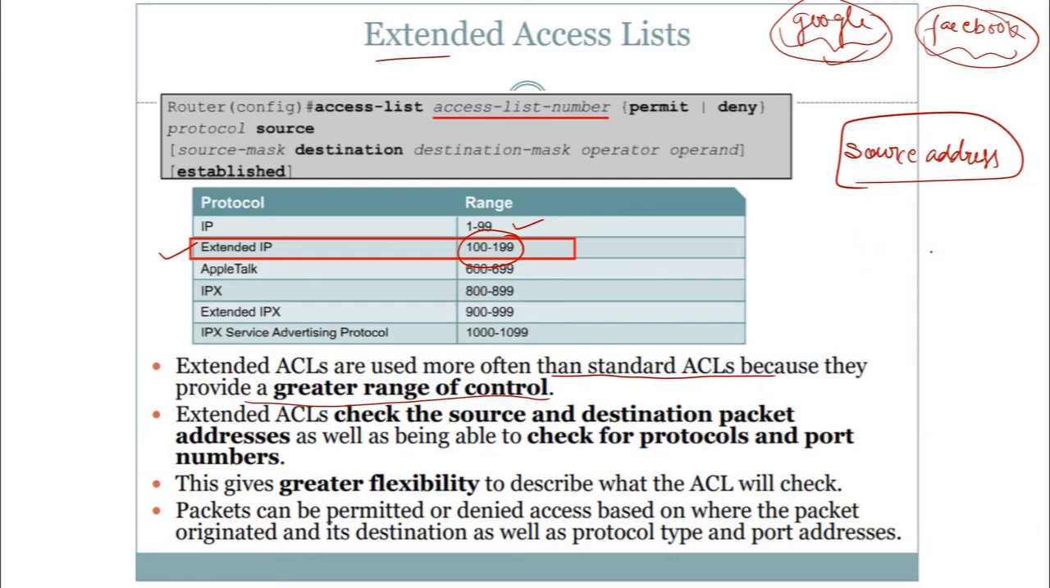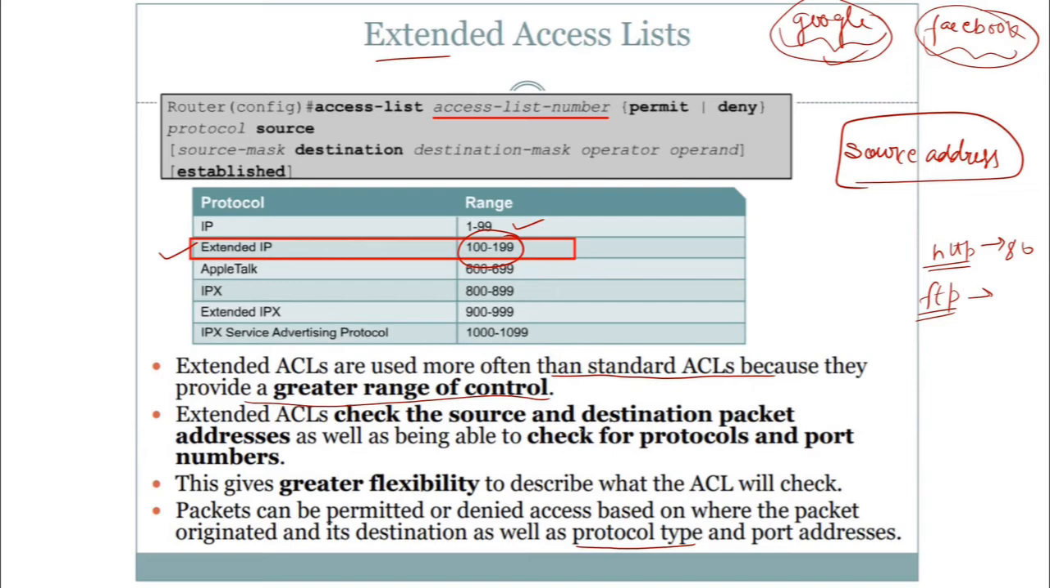And even port numbers, right? HTTP, which port number it is, or we can say FTP traffic, which type of traffic it is. So based on that also you can block the traffic. So that's another part, we have greater flexibility, and protocol type. This is it here. Let's check one by one, that will be better.